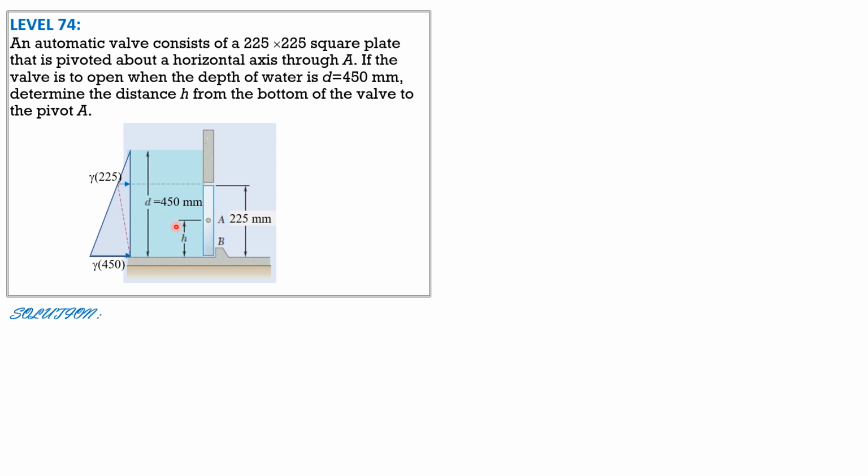So let's divide this into two parts. Let's call this F1, and the distance of F1 from the top is 1/3 of 225 or 75 mm. F2, for this triangular pressure diagram, has its distance from the bottom of 1/3 of 225, which is 75. And the force F, the resultant of F1 and F2, must be just above A so that it will open the gate. So when F is just above A, then it will open.